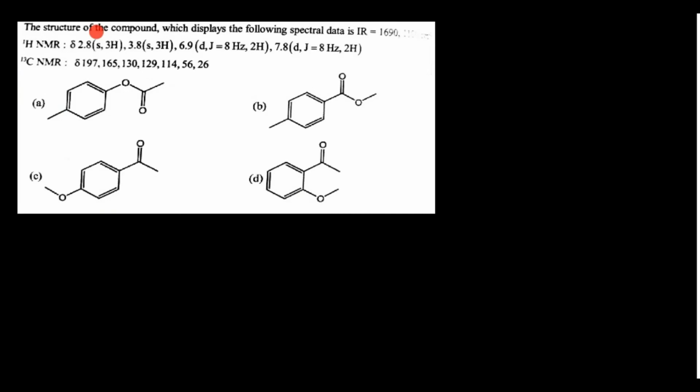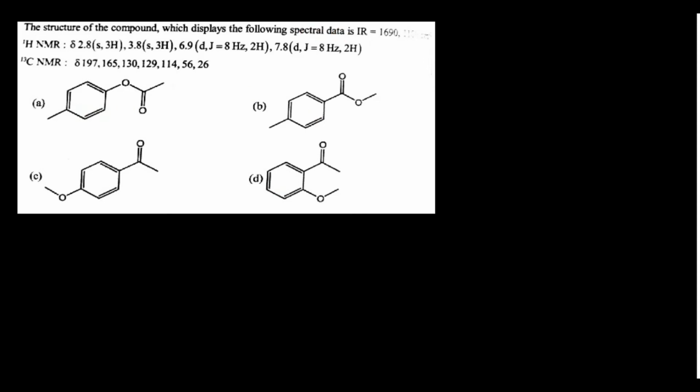This problem, you see, again is very straightforward. What I'll say, this problem is very straightforward and easy, so there is no need to worry about it. This is a very simple problem. And what the problem says, you see the structure of the compound, right? These four compounds are given, and out of these four compounds, which one will display the following spectral data?